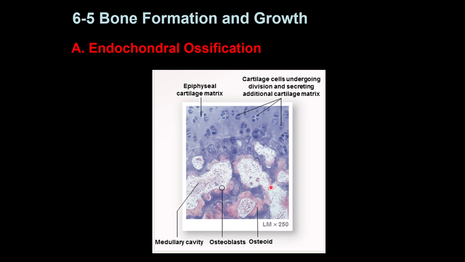Okay, and the osteoclasts, hard to see in this image. They create this kind of cavity, this irregular cavity, and that is the initial part of the medullary cavity. So initially it creates like this, and then they join and become bigger and bigger.